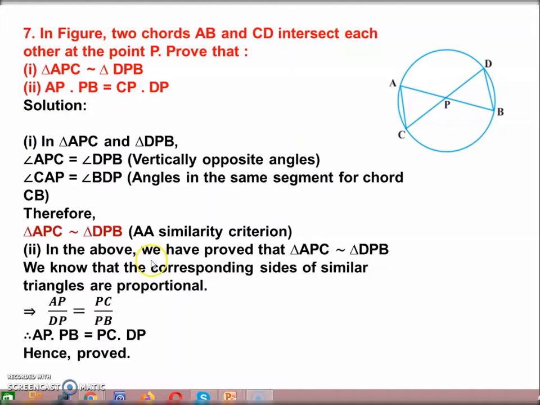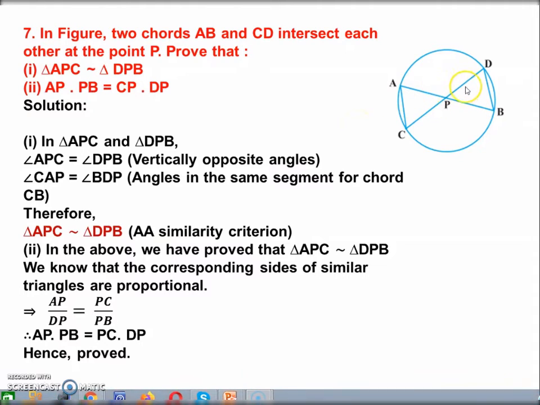In the figure, two chords are given of a circle. They intersect each other at the point P. Prove that triangle APC and triangle DPB are similar. And the second part, AP into PB is equal to CP into DP. So the second part will follow from the similarity only. You have to first prove that the triangles are similar.